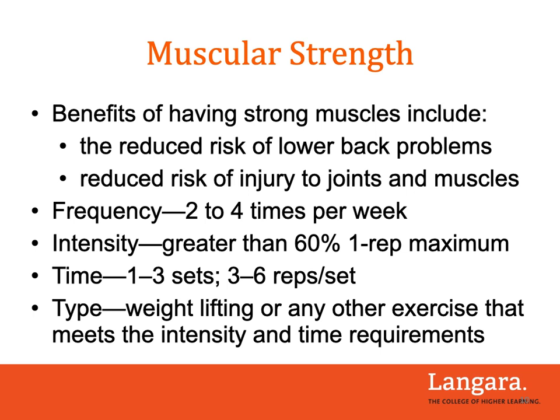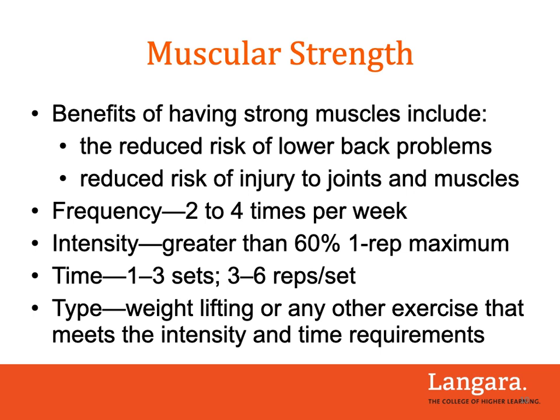So frequency for muscular strength, 2 to 4 times per week. Intensity has to be greater than 60% one rep maximum. Time, you can do a couple things by time. You can say, okay, I'm going to do a 45-minute weight session, or you can just go however long it takes to do 1 to 3 sets of 6 to 8 reps. So that's what we look at in terms of time with muscular strength.